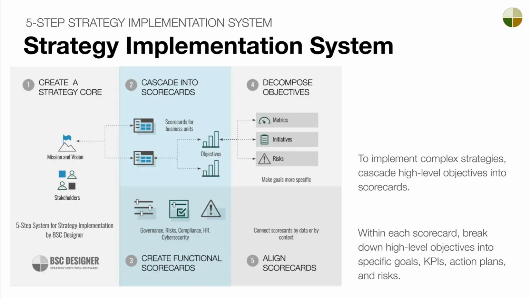So how do we implement a strategy in complex cases like these? The quick answer: by cascading the high-level strategy into multiple scorecards. Inside each scorecard, high-level objectives are broken down into specific goals, KPIs, and action plans. This approach helps ensure a shared understanding of the strategy and consistency in how performance is measured and reported. Now let's take a closer look at each step of the system.